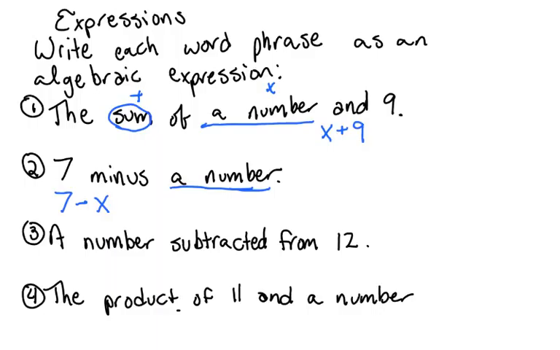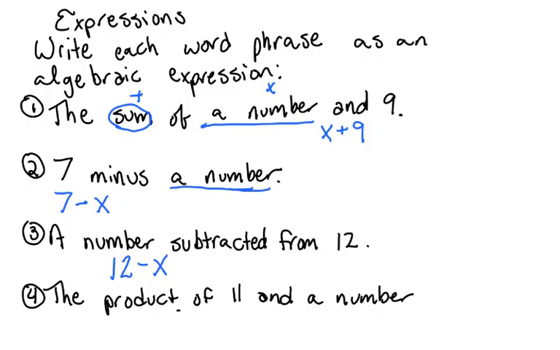Number 3 is a little bit tricky. It says a number subtracted from 12. When it's subtraction, we have to pay close attention because order matters. 12 minus x and x minus 12 are not the same thing. Because it says a number subtracted from 12, that means I'm going to start with 12 and take the number away from it. I'm subtracting the number from 12.